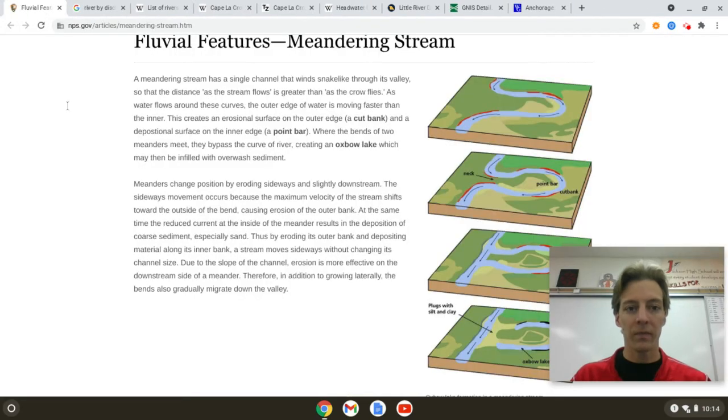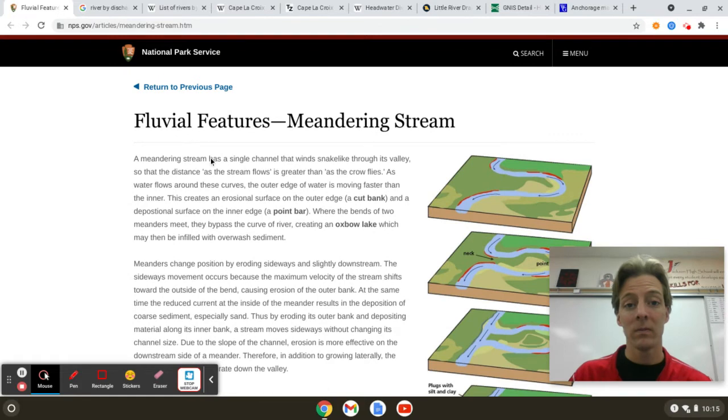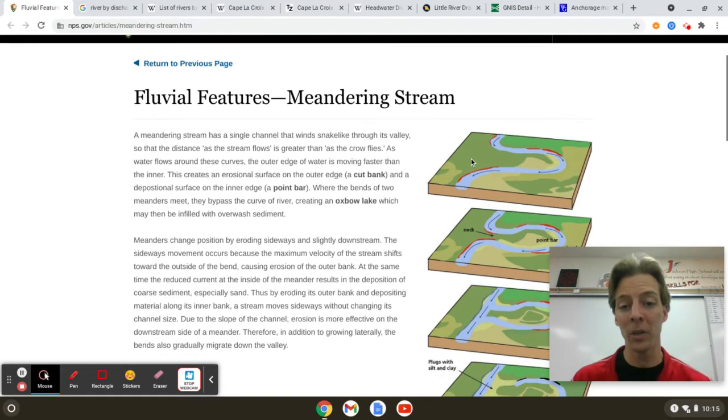Let's see. When a stream gets flat, when the gradient flattens out, it meanders. It takes its time and does this and that. This is a meandering stream. And if you wait years and years, the red is where the erosion is happening because that's where it's turning the sharpest. So the outside of any turn is where you're going to erode. It's also where the stream is moving the fastest.